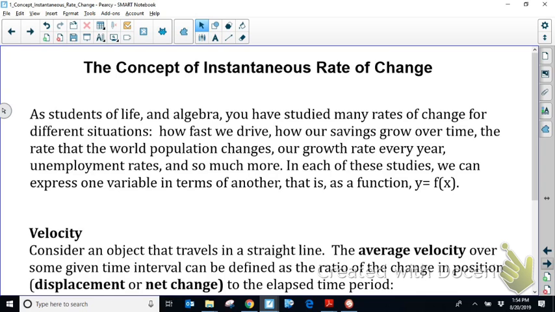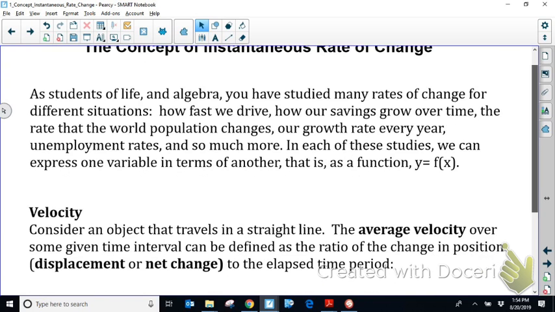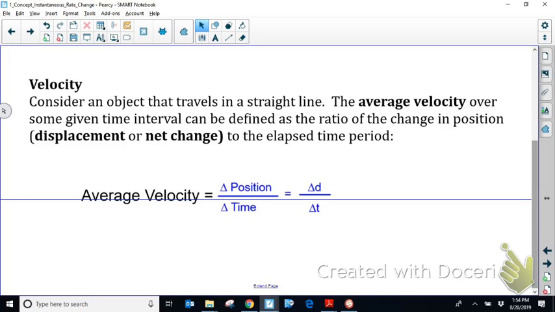Now, you can read the next paragraph to yourself as far as it's just giving you some generalities on what rate of change is. Here we're going to be looking at velocity as a rate of change, because it's comparing different positions over time of an object as it moves.